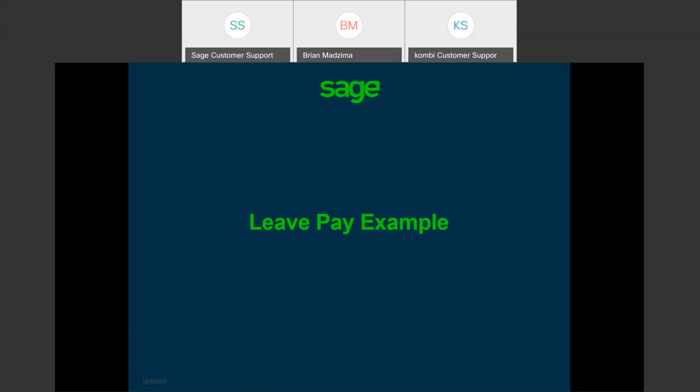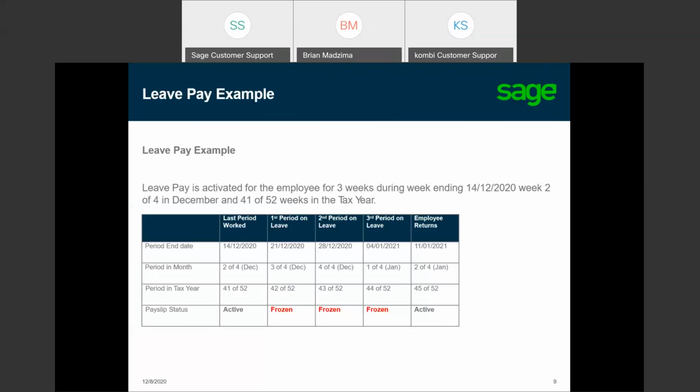So let's have a look at a Leave Pay example. So let's say we have a scenario where Leave Pay is activated for the employee for 3 weeks during week ending the 14th of December 2020, which would then be week 2 or 4 in December, and week 41 of 52 in the tax year.